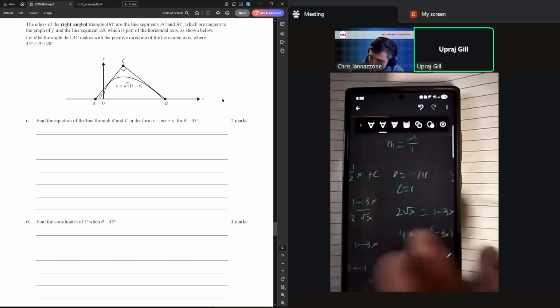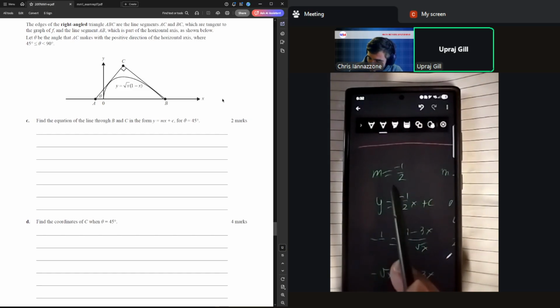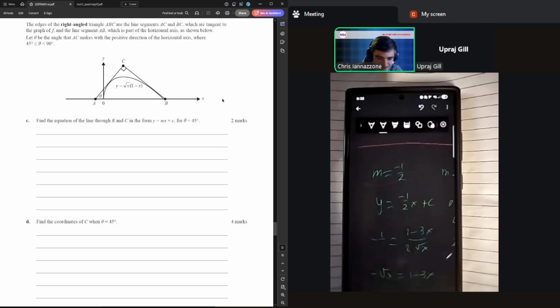The mistake I made in mine was choosing gradient negative a half, just because God knows why. I just thought it would. But yeah, cool. That's about it for that one then.